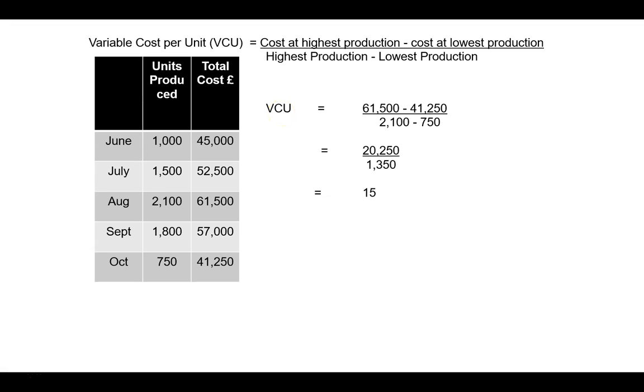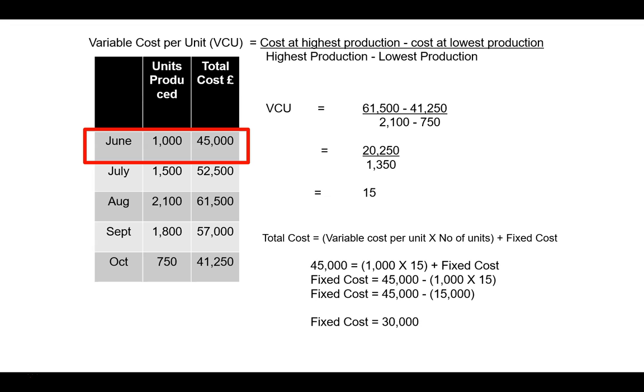So what do we do now? We now take any of this. So this time we're going to take June, the one on top. We're going to use that to work out our fixed cost. Now we know the total cost is your variable cost per unit times your number of units, all in bracket plus our fixed cost. Okay, we know the total cost because we are using June. You can take any of the month to work out your fixed cost. In this occasion, we're going to be using June. You can use July, August, September, October, any of them.